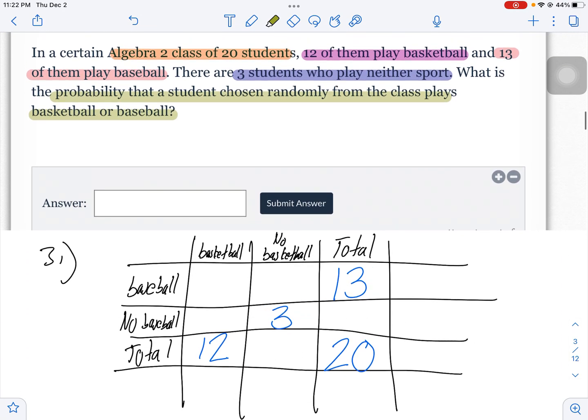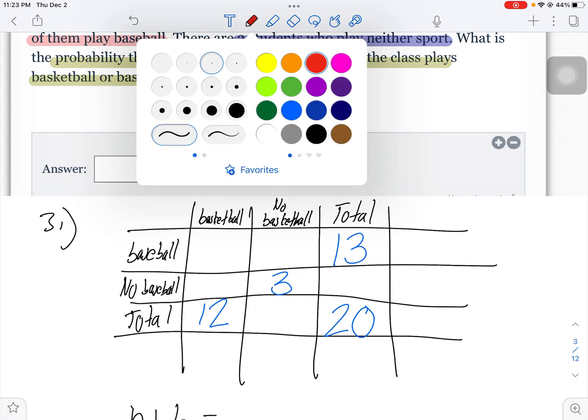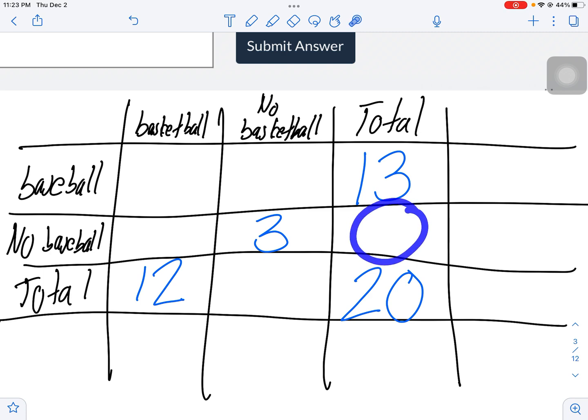So as you can see here, I filled in all the information that I got. Total of 20 students. 12 total play basketball, 13 total play baseball, and 3 play neither sport. Make sure that you draw your table here, 4 by 4, right? From here, we are going to fill in our missing numbers. Remember, in order to find the missing boxes, we subtract the 2 boxes that we have.